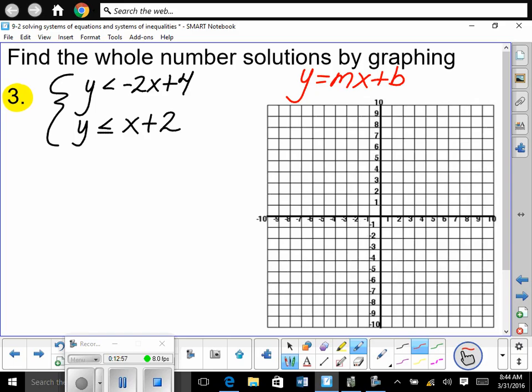Okay, here we go. So let's graph this first line. y is less than negative 2x plus 4. So don't we have a y-intercept at 4? So we're going to go up 4. Now our slope is negative 2. So that means we go down 2 over 1. Down 2 over 1. And so on.